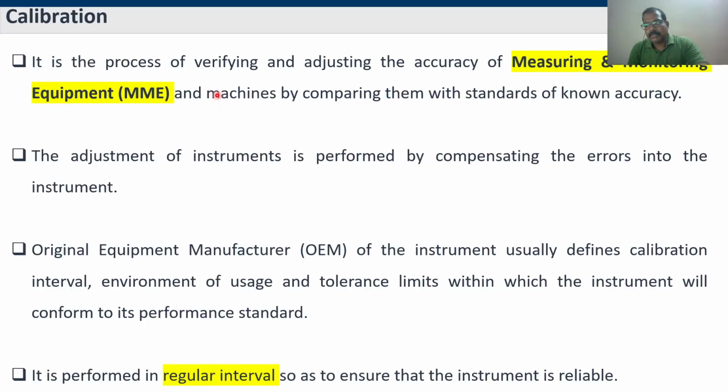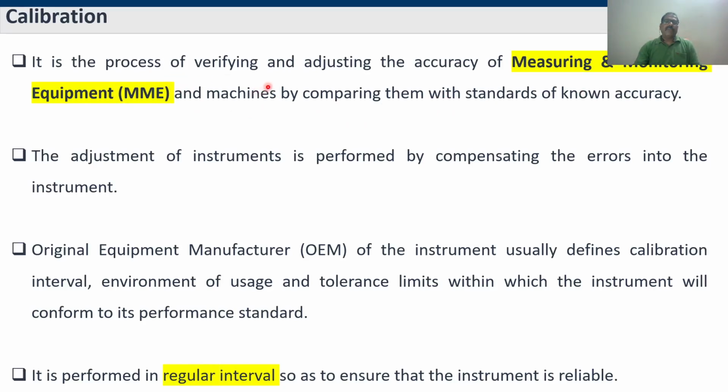Then calibration. Since we were discussing errors in CMM, we need to do the calibration. It is very, very important. What is calibration? Basically, it's not only about CMM calibration; you know that very well. It is the process of verifying and adjusting the accuracy of the measuring and monitoring equipment. MME means measuring and monitoring equipment.